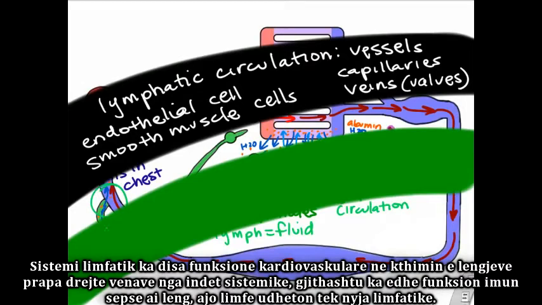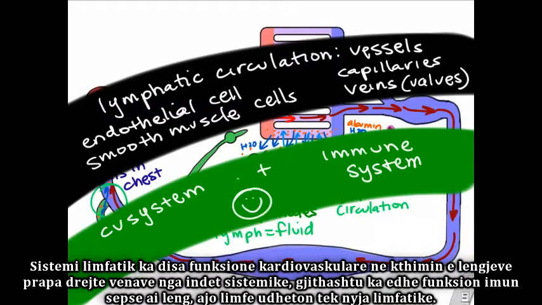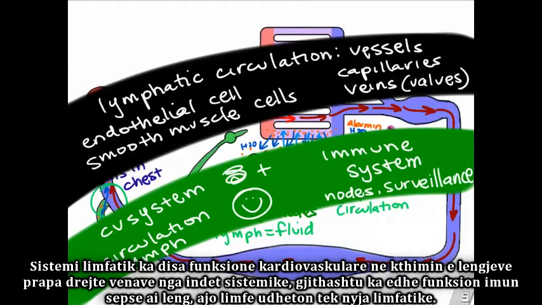So the lymphatic system really has some cardiovascular system function in returning fluid back towards your veins from your systemic tissues, but it also has immune function, because that fluid, that lymph, travels to lymph nodes.